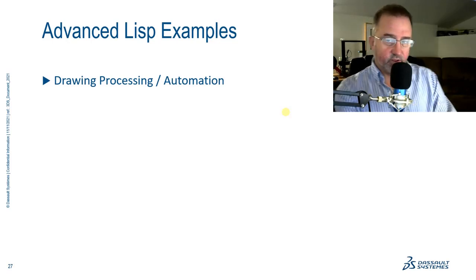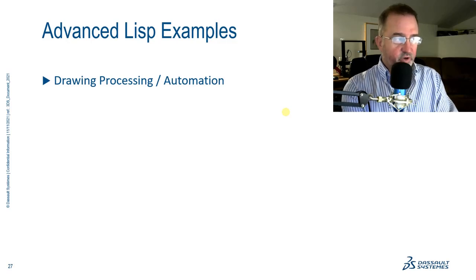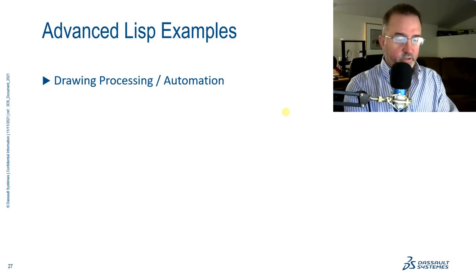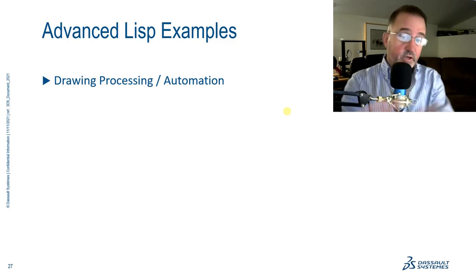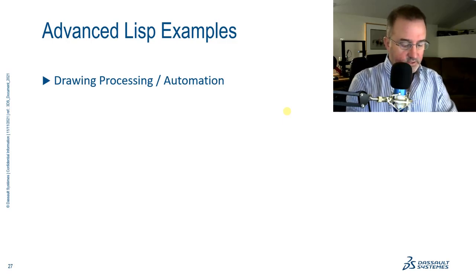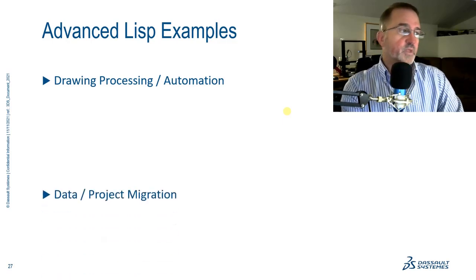The first area where we see opportunity is in drawing processing or automation. What I mean by that is, let's say you want to create a whole series of drawings based on a database or a spreadsheet, or you want to go through a series of drawings and extract that information out of them to create a spreadsheet. These are things that you can easily do with Lisp code.